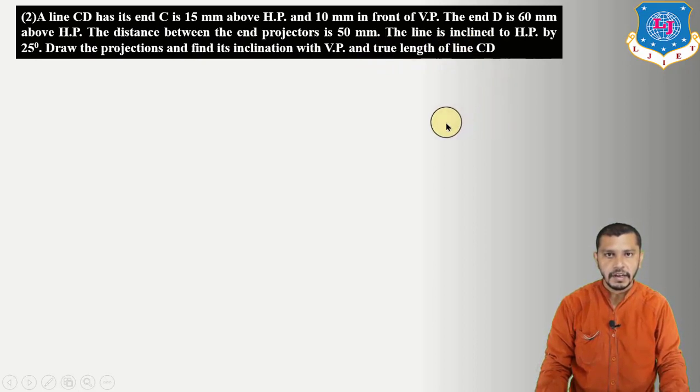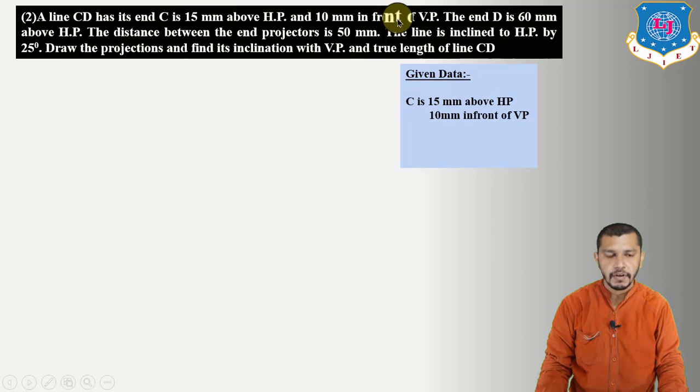So here the given data is the end projector distance of the line, 50 mm, or we can say that C is 15 mm above HP and 10 mm in front of VP. D is 60 mm above HP. Another locus of point D is not given. The distance between the end projectors is 50 mm, so EP is equal to 50 mm, and the line is inclined to HP at an angle of 25 degrees. So theta is equal to 25 degrees.